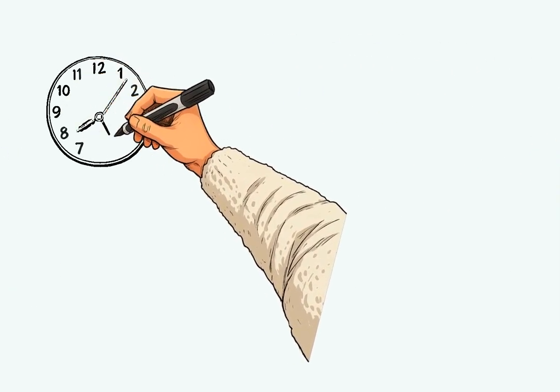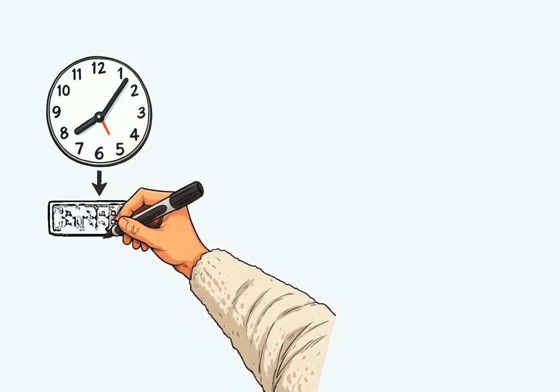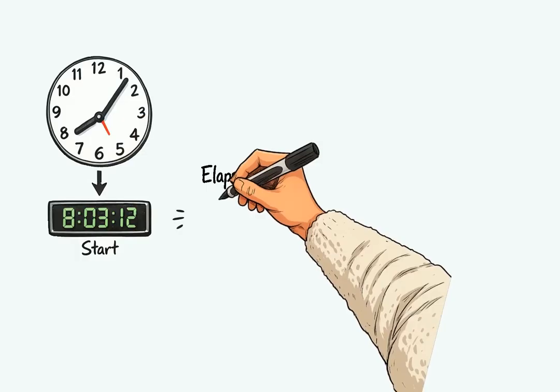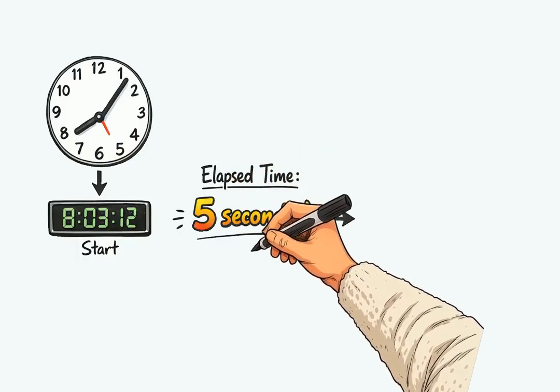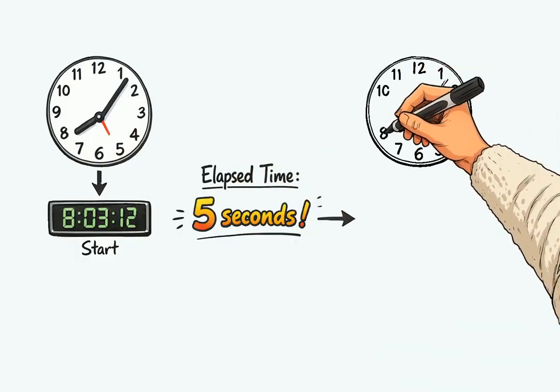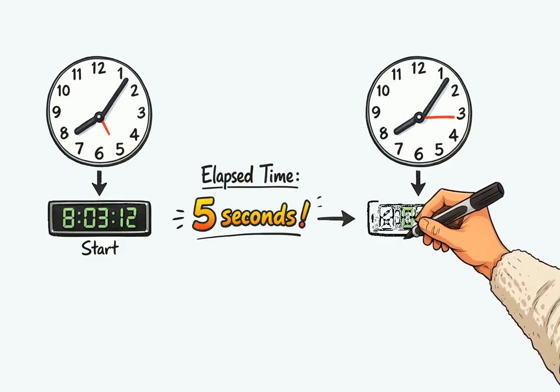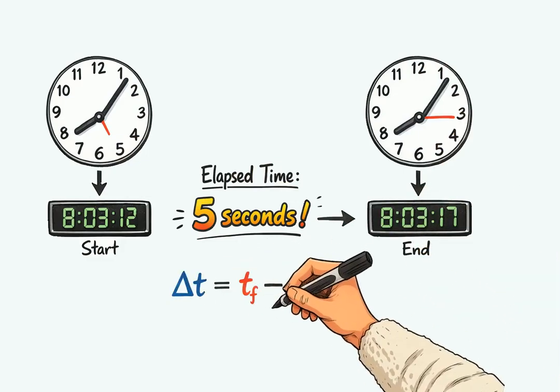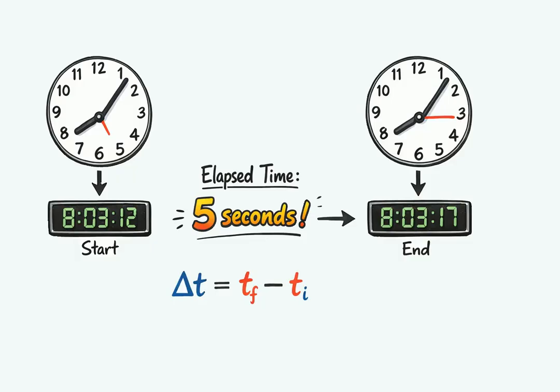The same caution applies to time symbols. Some solutions use t sub f, but what matters is elapsed time. If a clock reads 8:03:12 at the start and 8:03:17 at the end, the physics cares about 5 seconds, not the final reading. If you insist on using t sub i and t sub f, then replace t consistently with delta t equals t sub f minus t sub i.